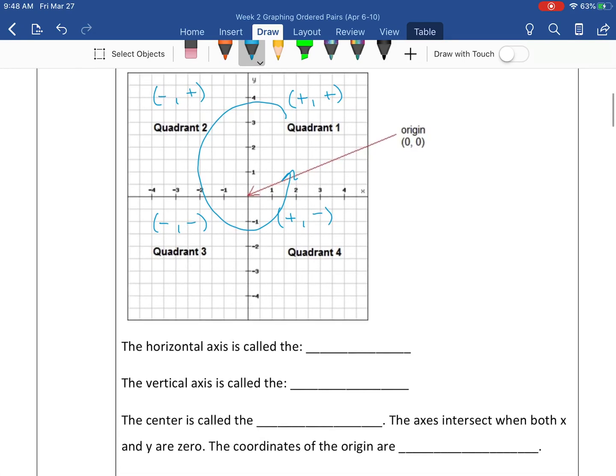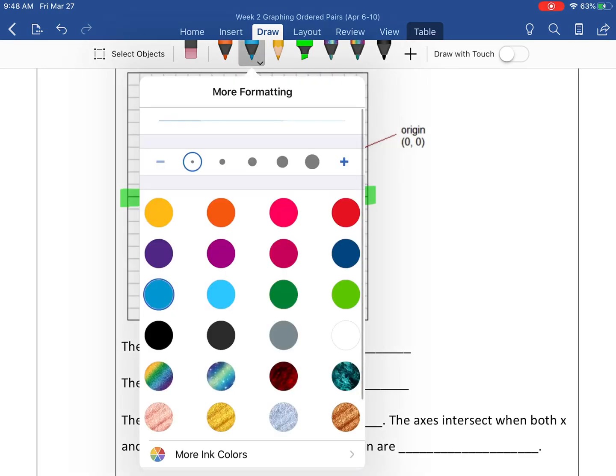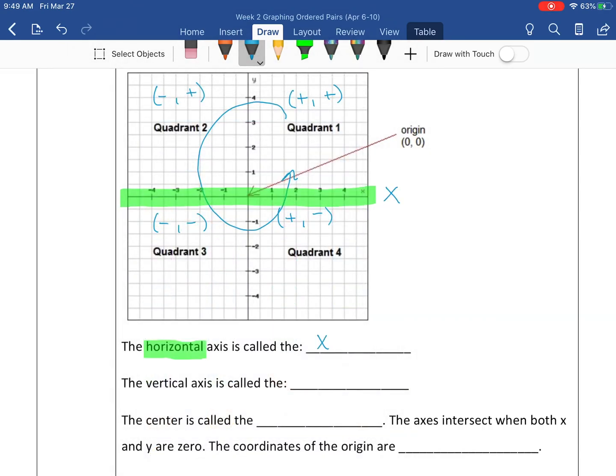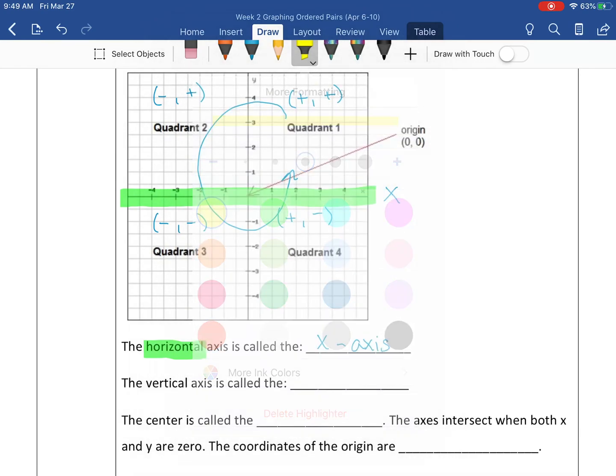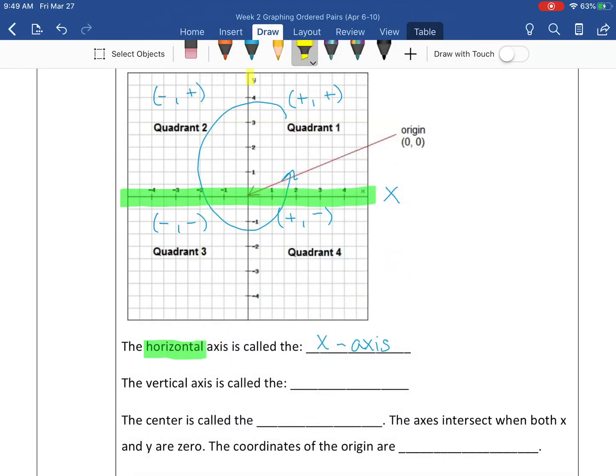Couple things about the coordinate plane. The horizontal axis, so here's the horizontal. Horizontal means from side to side. Right here, that is the x-axis. So anytime we talk about the x-axis, we're talking about that horizontal axis. The vertical axis, let me get a different color for my highlighter here. The vertical axis is up and down. So here's our vertical axis, and this is the y-axis. So we have our x and our y-axis.